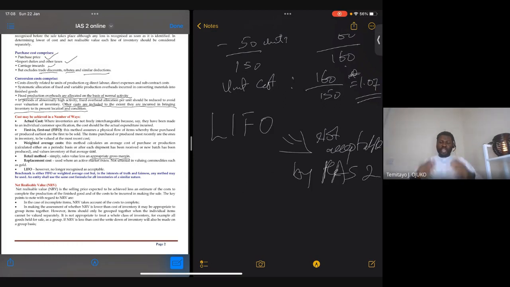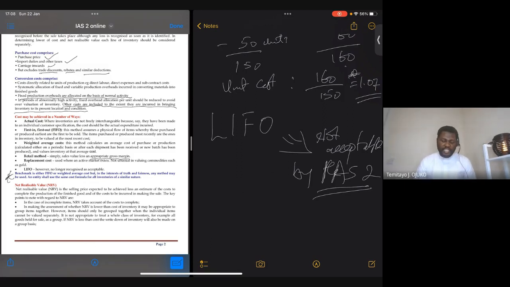So if you are complying with IFRS, you are not expected to use LIFO. I'll take that again. Last in, first out is not acceptable under IAS 2. Please take note of that. Now, the benchmark is either FIFO or weighted average cost. But in the interest of truth and fairness, any method may be used based on judgment.